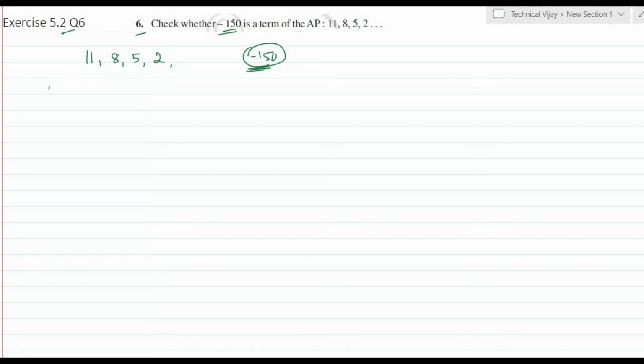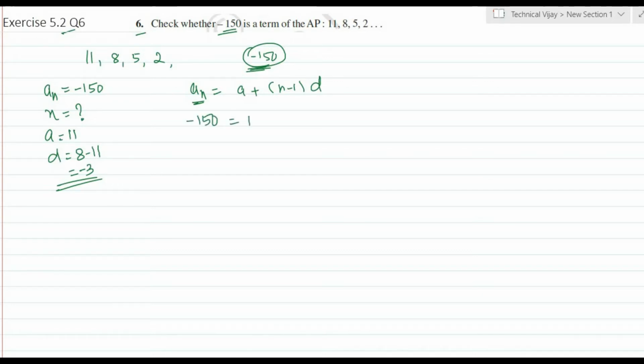So a_n is given, that is minus 150. We will take this one. The number of terms is n, we don't know. Now a is equal to 11, d is equal to 8 minus 11, which is equal to minus 3. Now we put the formula, a_n is equal to a plus (n minus 1) into d. a_n we assume is minus 150, equal to 11 plus (n minus 1) into minus 3.